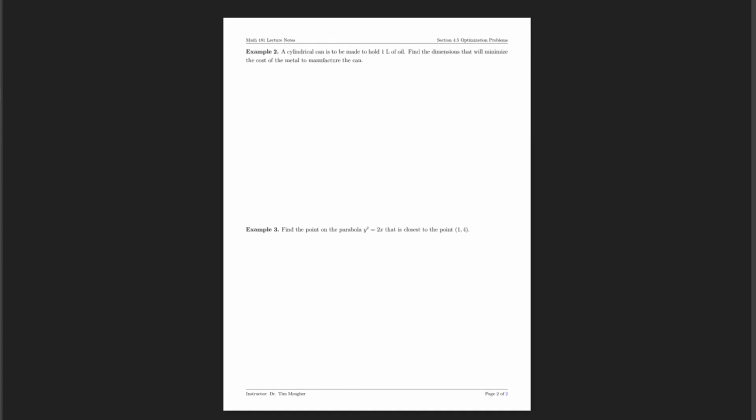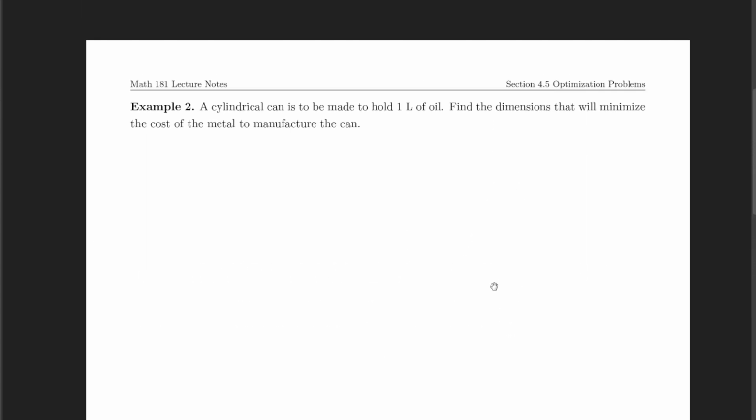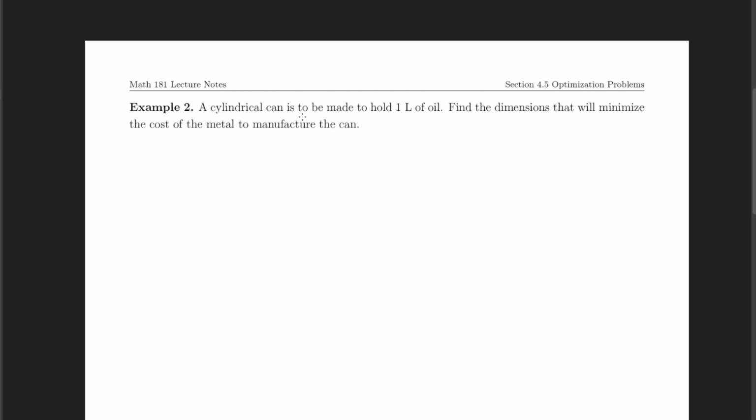All right, I'm going to go ahead and zoom on in. A cylindrical can is made to hold 1 liter of oil. Find the dimensions that will minimize the cost of the metal the manufacturer uses for the can. So what do we know here? We know we want to make a cylinder.